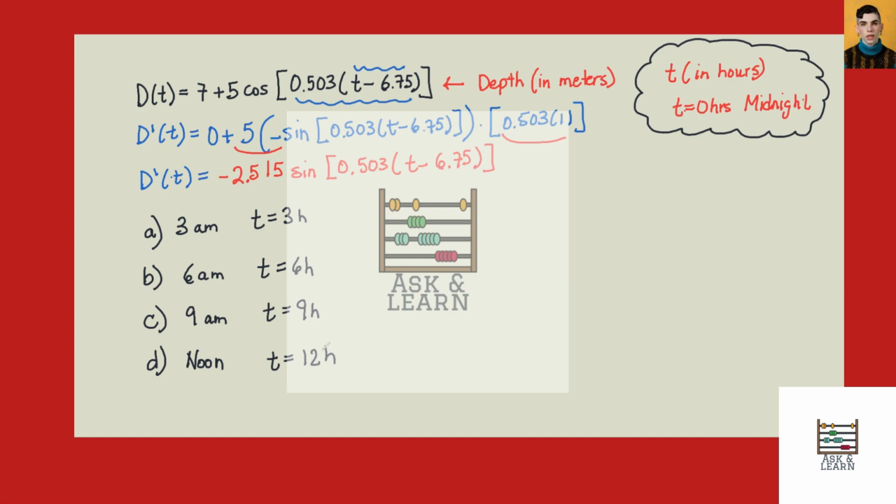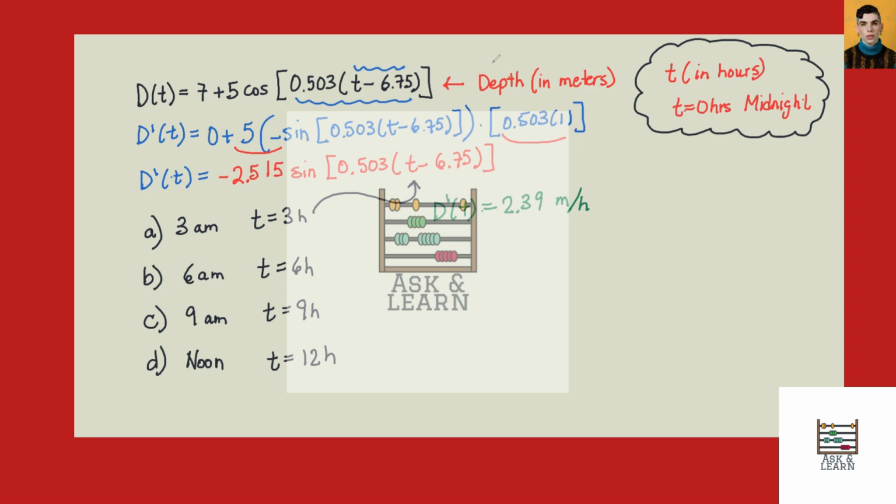Okay, so the next step, really all we have to do is plug in each of these values in for our t. So in our calculator, we go ahead and put in the whole expression, and the only difference between A, B, C, and D is we're going to plug in either 3, 6, 9, or 12. So let me give you the values that you get when you plug it in. When you plug in 3, you're going to get that the rate of change of depth with time is 2.39, and that's in meters per hour.